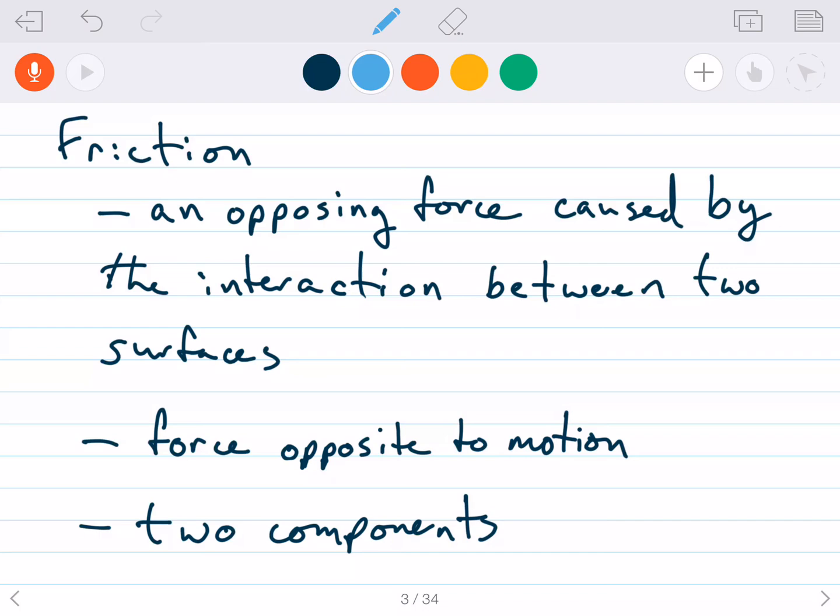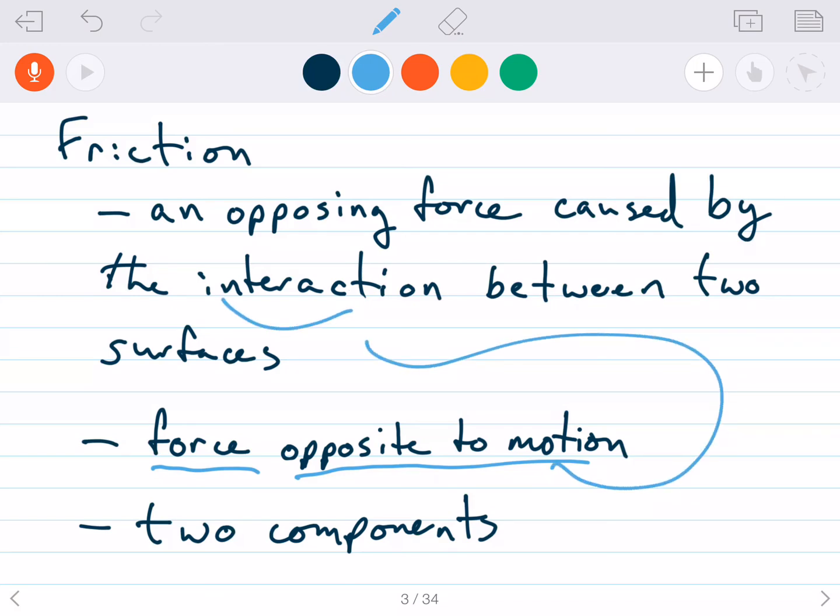So, friction is an opposing force caused by the interaction between two surfaces. That is the overall description of friction. Now, as we get into it, what you're going to find out is friction can be very, very complicated. What else is new with physics, right? One of the things we like to think about is this next point: if we think of friction as a force that is opposite to motion because of the interaction between two surfaces, you'll have a pretty good idea of the basics behind friction.